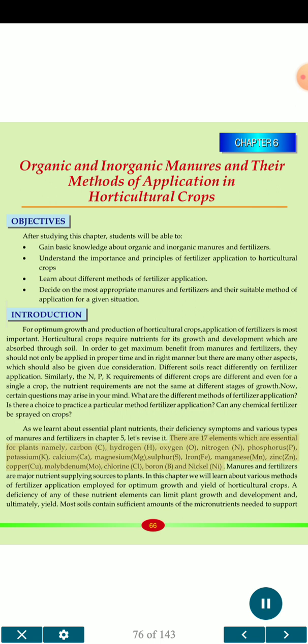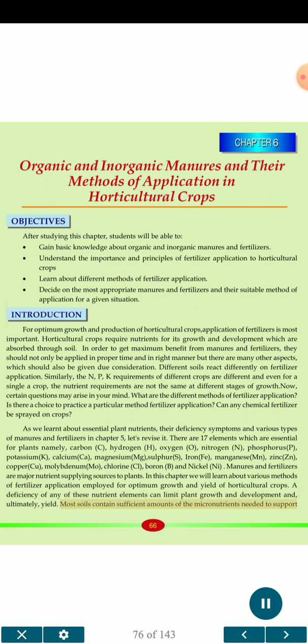There are 17 elements which are essential for plants, namely carbon, C, hydrogen, H, oxygen, O, nitrogen, N, phosphorus, P, potassium, K, calcium, Ca, magnesium, Mg, sulfur, S, iron, Fe, manganese, Mn, zinc, Zn, copper, Cu, molybdenum, Mo, chlorine, Cl, boron, B, and nickel, Ni. Manures and fertilizer are major nutrient supplying sources to plants. In this chapter we will learn about various methods of fertilizer application employed for optimum growth and yield of horticultural crops. A deficiency of any of these nutrient elements can limit plant growth and development and, ultimately, yield.